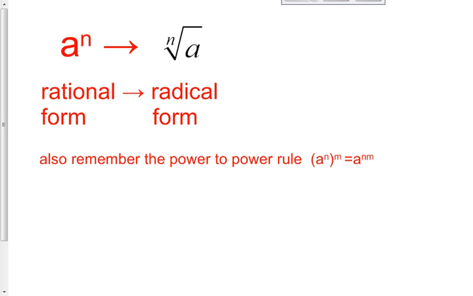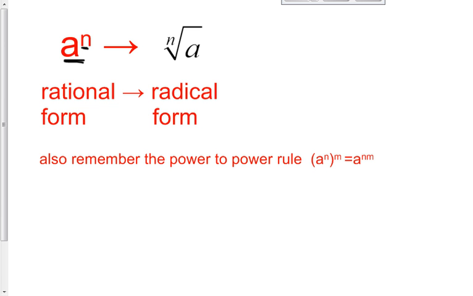The first thing that we want to try to know is how to do this notation. We're used to seeing something that looks like this, a raised to the n power. What we're going to do now is write this in what's called radical form. So you're used to seeing rational form. Rational form has the power up here in the power position. What's going to happen now is that we're going to look at these powers, but they're going to be fractions. So if we can write these as a radical, that's what we need to look at.